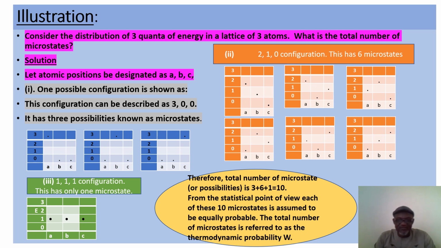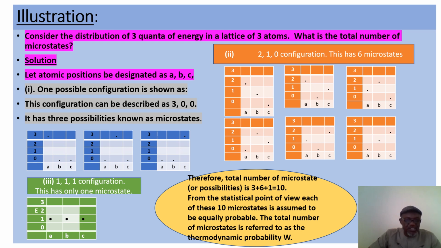Okay, let's use Miracle. So Ijoma, Jennifer, and Miracle are sharing 3 oranges. It's possible that Ijoma can take the 3 oranges, which means Jennifer and Miracle will be left with no orange. That's 300. It's possible that Jennifer can take the 3 oranges, then Ijoma and Miracle will be left with no orange. And also it's possible that Miracle can take the 3 oranges and Ijoma and Jennifer will be left with no orange. So that's what we call 300, and that gives us 3 possibilities.